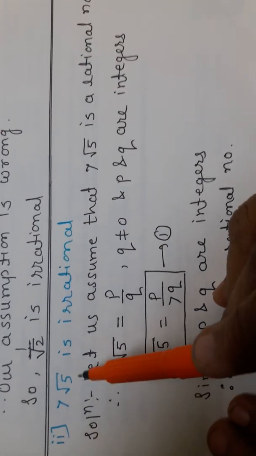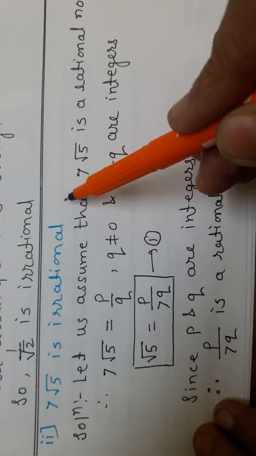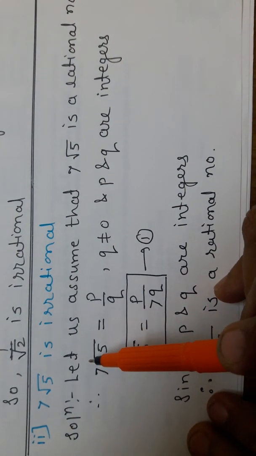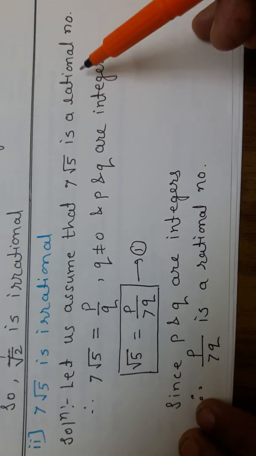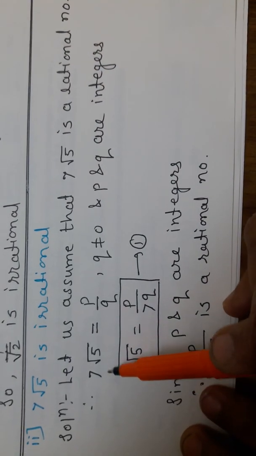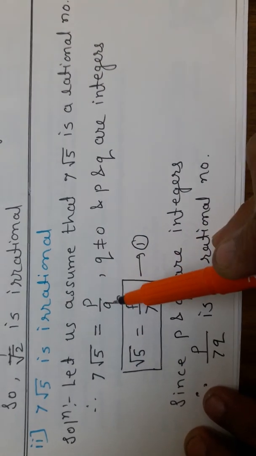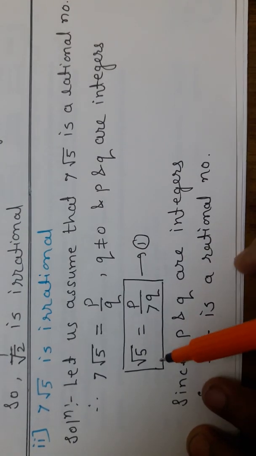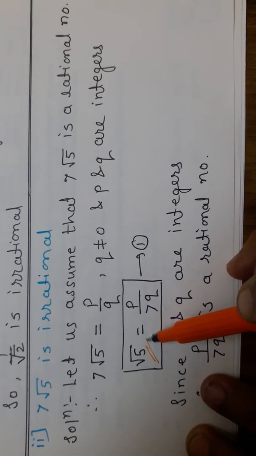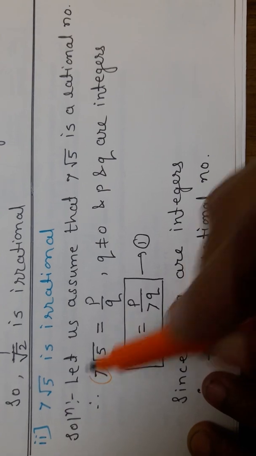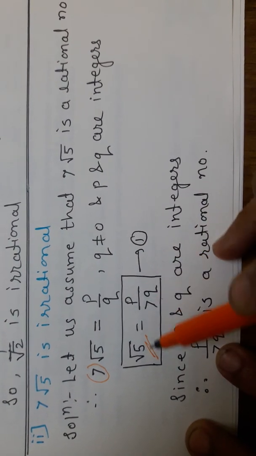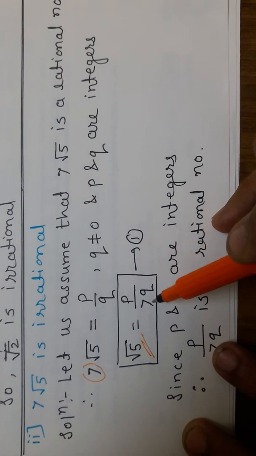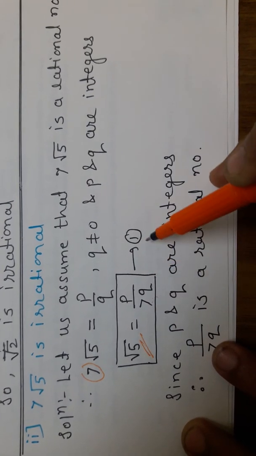Second problem: prove that 7 root 5 is irrational. Again, we use the contradiction method. Let us assume that 7 root 5 is a rational number. Therefore, 7 root 5 is equal to p by q, where p and q are integers. We want only root 5 on the left hand side. So, 7 is in multiplication, and when it goes to the right hand side, it will be in division. So, root 5 is equal to p upon 7q.